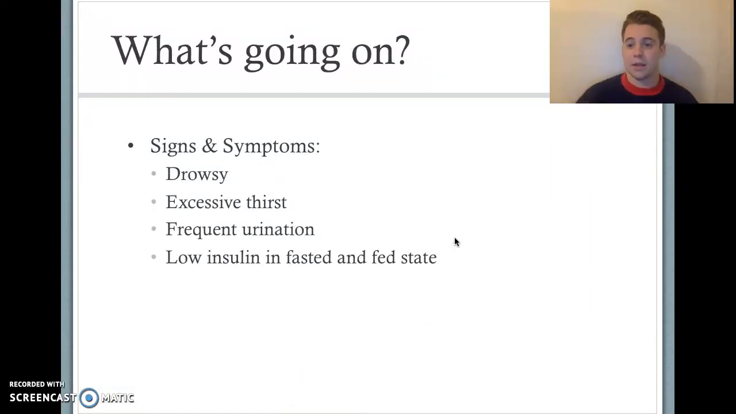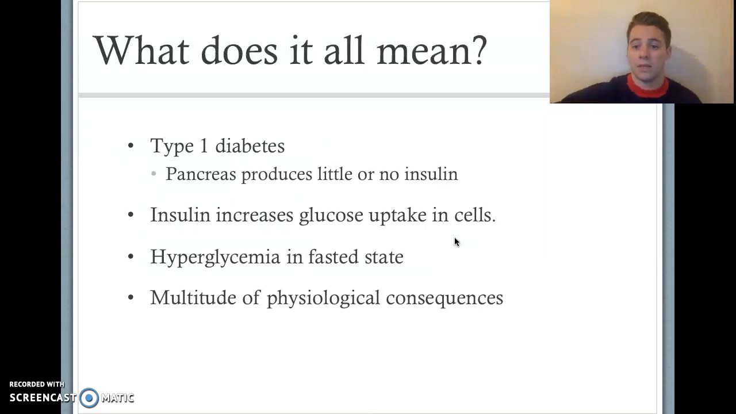And let's look at the other symptoms again. Drowsy, excessive thirst, frequent urination, low insulin in a fasted and fed state. These are all hallmark signs and symptoms and measurements of type 1 diabetes. Also called juvenile diabetes, so it really makes sense in this scenario. The patient's 5. And so how is this happening?